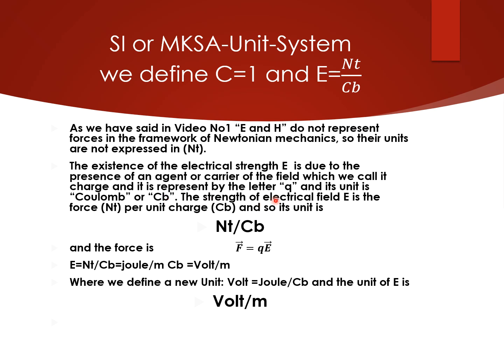The strength of the electrical field capital E is the force, Newton, per unit charge, Coulomb. So its unit is Newton over Coulomb, and the force is F equals Q times E. Therefore, the unit of E is Newton over Coulomb, equals joules over meter and Coulomb, equals volt over meter, where we define a new unit, volt equals joule over Coulomb, and the unit of E becomes volt over meter.